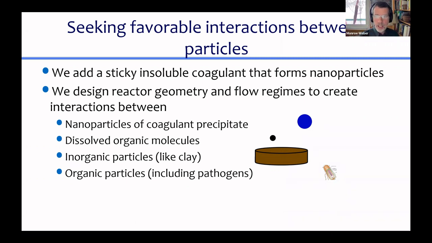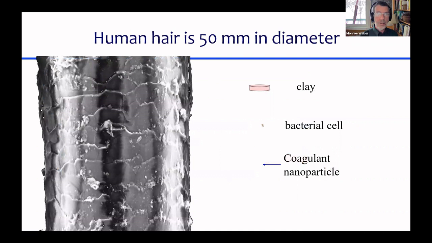Then there's inorganic particles like clay. They might be like platelets, like plates. They probably are not round, but I was lazy and made it round. And then there are bacteria and other organic particles that we'd like to remove. And to think about scale, there's a human hair that's, there's an error on this slide. My hair is not 50 millimeters in diameter, not usually. I usually don't have to get out my sawzall to cut through my hair. That would just be awkward. So that was supposed to be a micrometer, 50 micrometers in diameter.